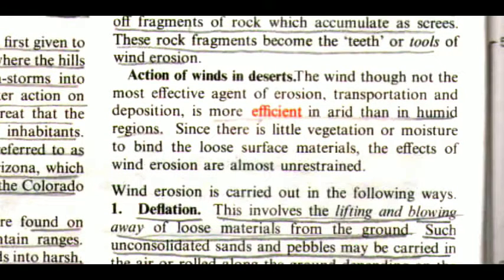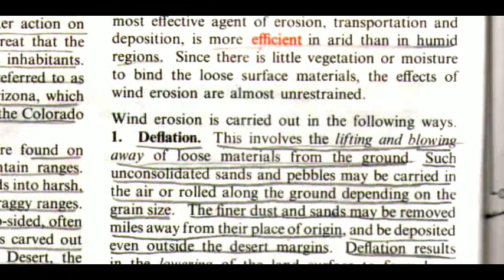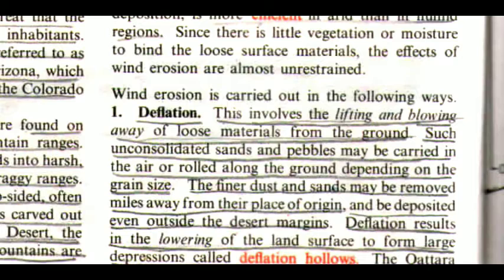Action of winds in deserts. The wind, though not the most effective agent of erosion, transportation, and deposition, is more efficient in arid than in humid regions. Since there is little vegetation or moisture to bind the loose surface materials, the effects of wind erosion are almost unrestrained. Wind erosion is carried out in the following ways.